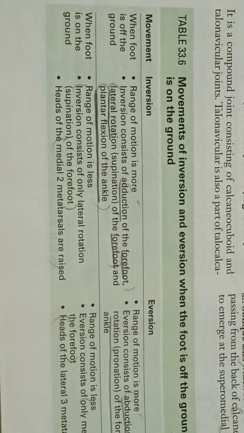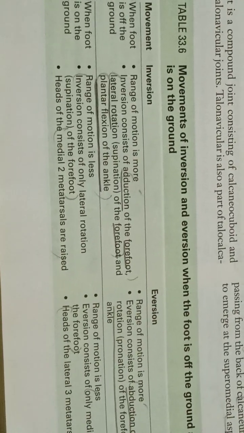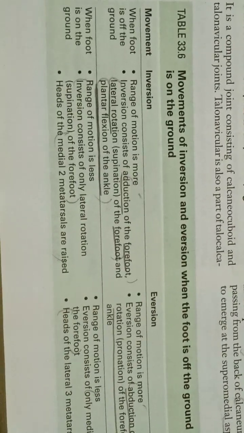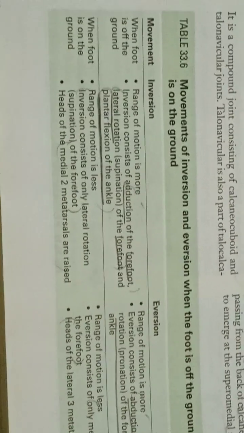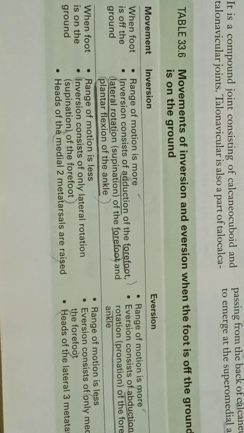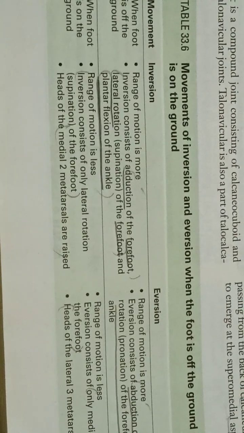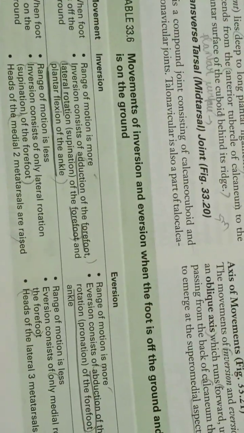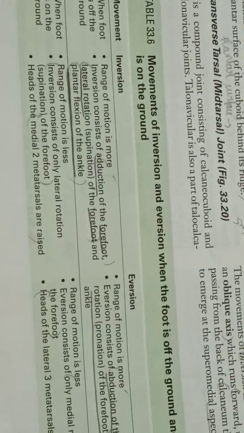Okay, so this is when the foot is off the ground. Suppose the foot is on the ground, the range of motion will be less in case of both inversion and eversion. And when the foot is on the ground, inversion consists only of the lateral rotation of the forefoot. There will be no adduction of the forefoot and no plantar flexion. Only the lateral rotation of the forefoot.